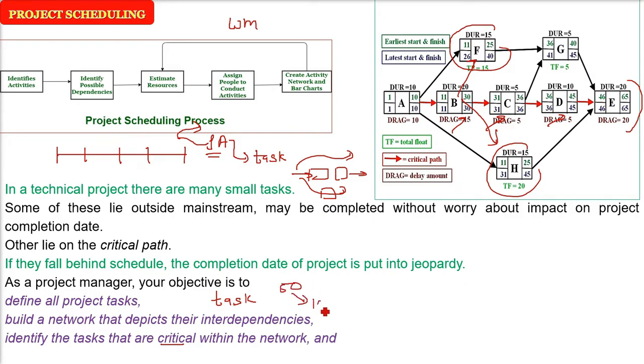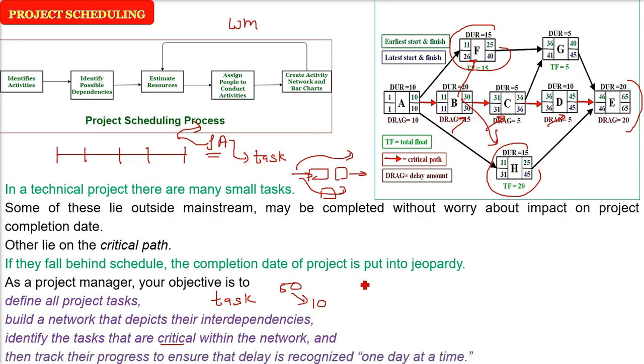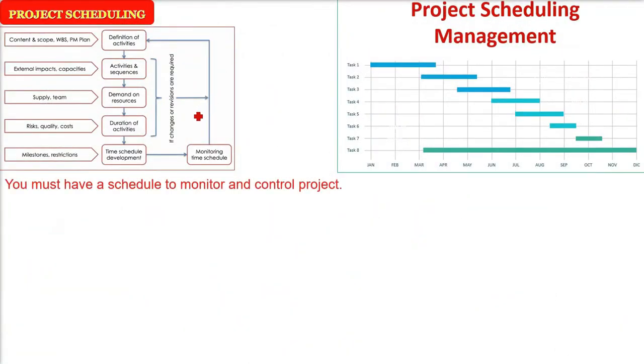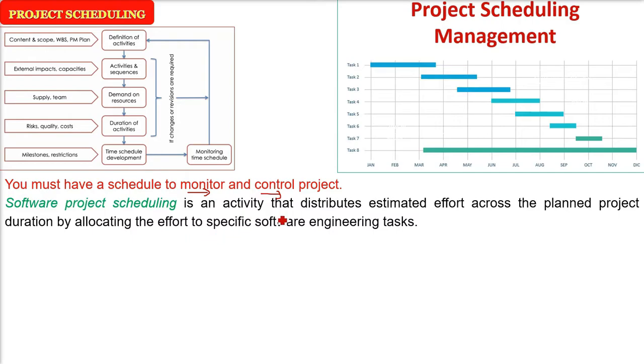For example, in 50 tasks, 10 are critical. This will be the central line of the path. Then track their progress, and ensure that delay is recognized every day, one day at a time. So controlling and tracking is as important as making the project schedule. In project scheduling, you must have a schedule to monitor and control the project. As I mentioned, making a project schedule is very important, but monitoring and controlling is even more important.